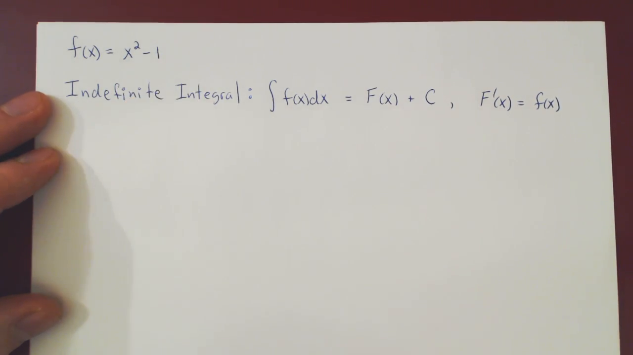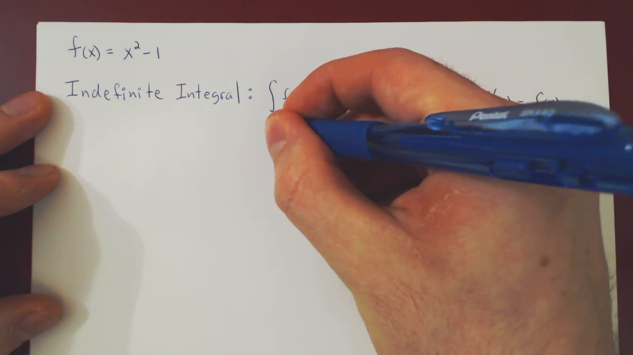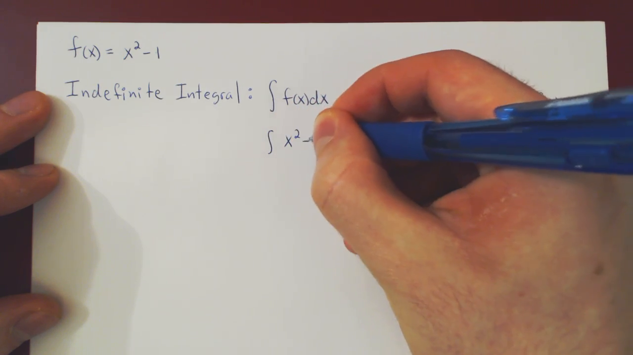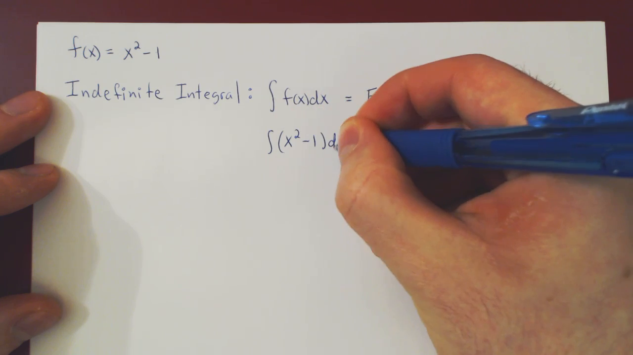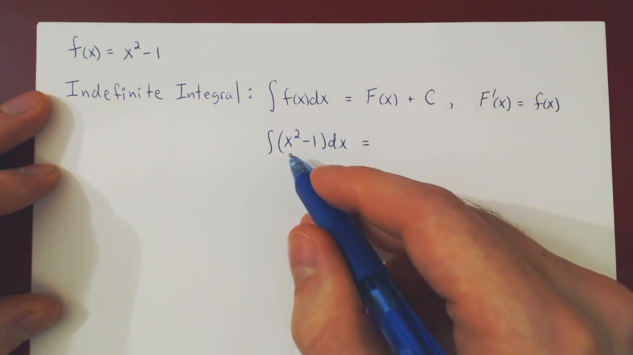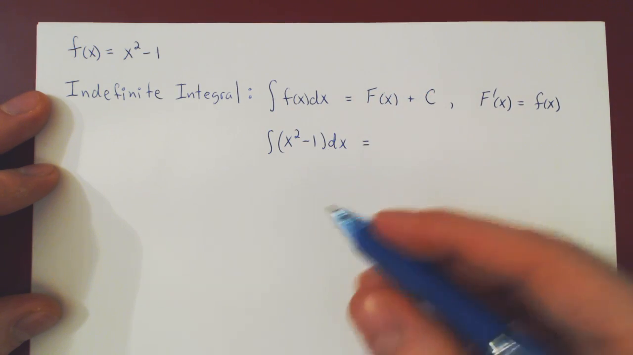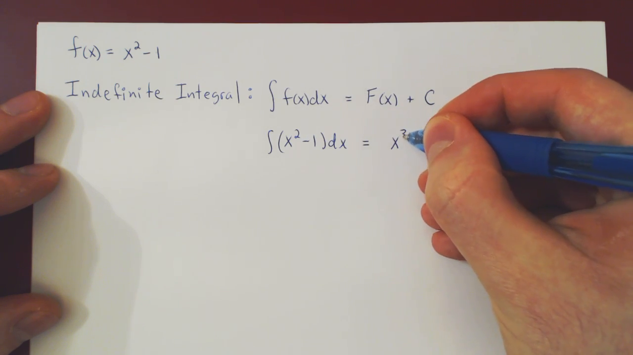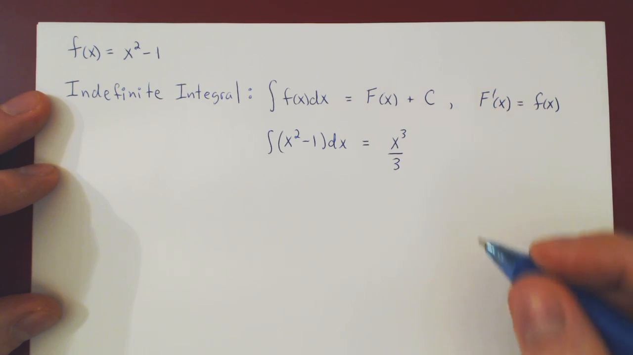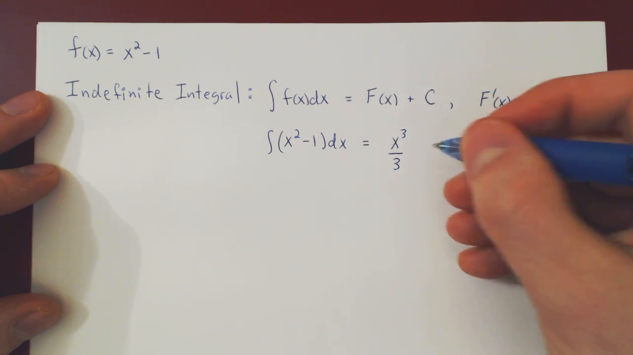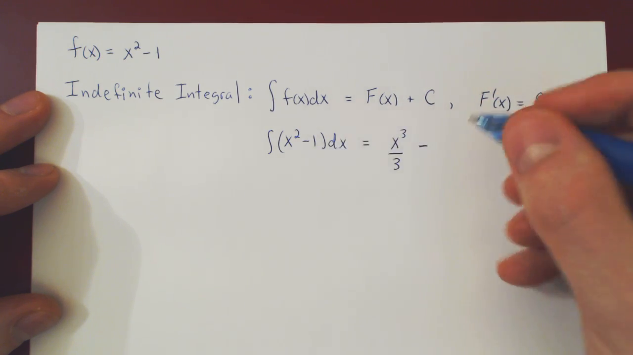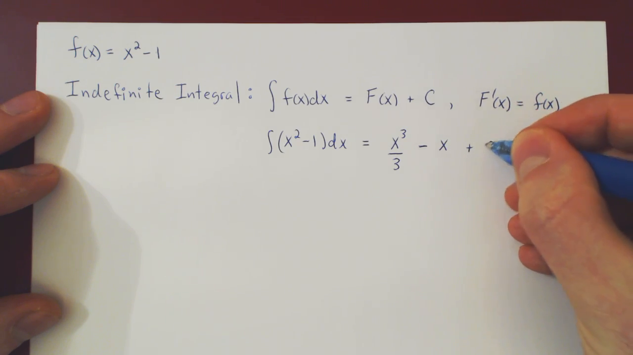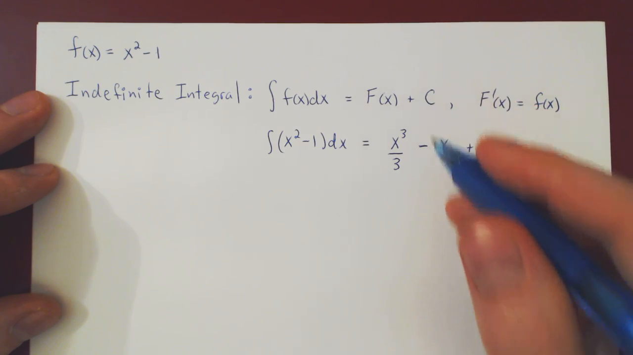So in this case, we would have the integral of x squared minus 1 dx. As we have a simple polynomial, we can use the power rule. So add 1 to 2, you get x cubed over 3 minus the integral of 1 is simply x, and of course plus c, the arbitrary constant of integration.